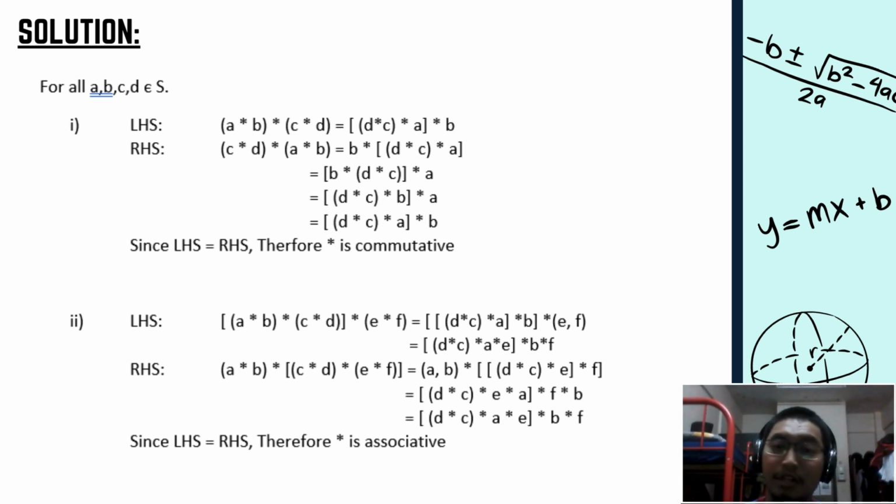Alright, so for the right hand side, we have (C * D) * (A * B) equal to B * (D * C) * A. And then we solve, and at the end for the right hand side we got ((D * C) * A) * B. Since left hand side equal to right hand side, therefore star is commutative.